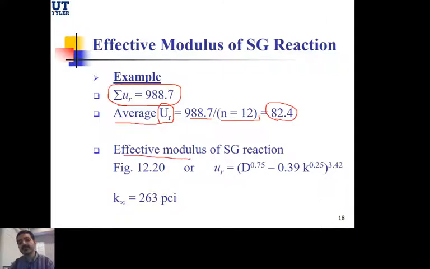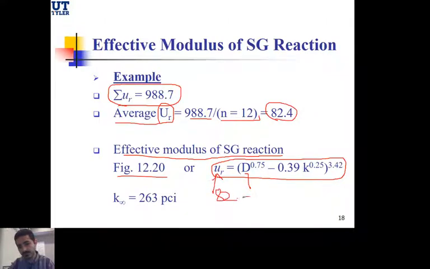And then to get the effective modulus of subgrade reaction, we're going to use again the figure 12.20, or we can use the same equation, this equation right here that I showed you before. Now we're going to have the damage. We do have the average damage per month, which is 82.4. So the U here is going to be 82.4. The D in this case is going to be the 9 inches. And the only unknown in this equation, therefore, will be the K. The K value, the K infinity here, will be equal to 263 PCI.